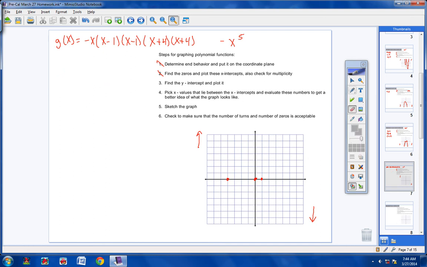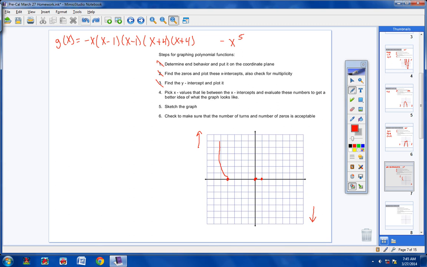Okay, moving on to step number 4. Now, here's where we kind of pick some x values between the x-intercepts. Now, I know the graph is going up over here. I'm going to kind of assume it's going to be going up. This is one of your tangent x-intercepts, so it's probably going to hit here, come back up, I'm assuming, hit here, come down, and then be tangent here, and then come down. That's an assumption I'm making. That fits pretty well. I mean, I have 1, 2, 3, 4 turns, and the maximum number of turns I can take is 4. It's going up to the left and down to the right.